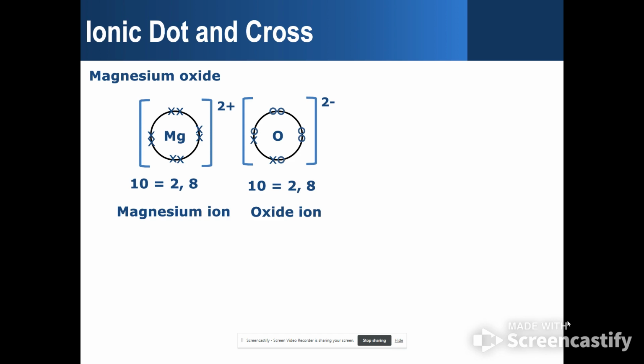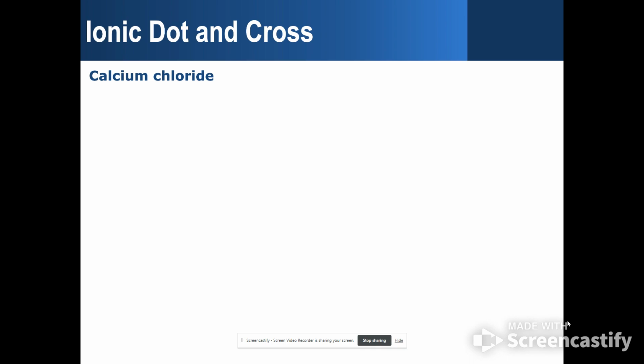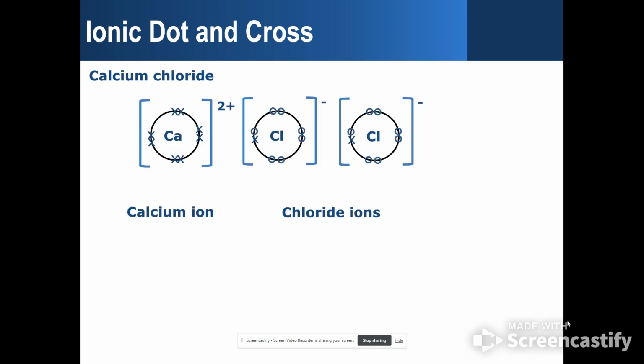One final note on this diagram is that we cannot refer to this as an oxygen ion. Once it has become an ion, we must refer to it as an oxide ion. Have a go now by pausing the video and drawing the ionic dot and cross diagram for calcium chloride. This is what your answer should have looked like.